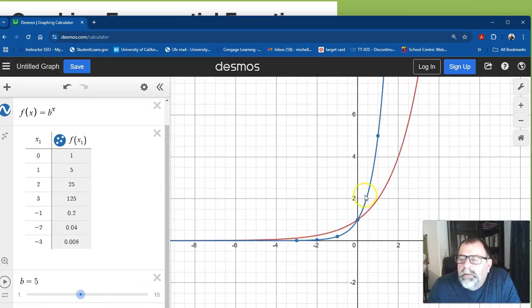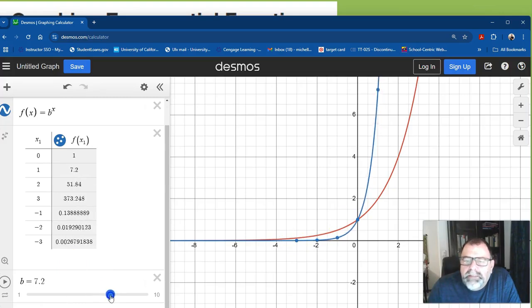And notice on the right side of the y-axis, it's steeper. It's getting bigger quicker. And on the left side, it's approaching 0 faster. So it's going down to 0 quicker than the basic 2 one. Okay, so you can see as you change the base, it has that same basic shape. Again, the exponential growth curve.